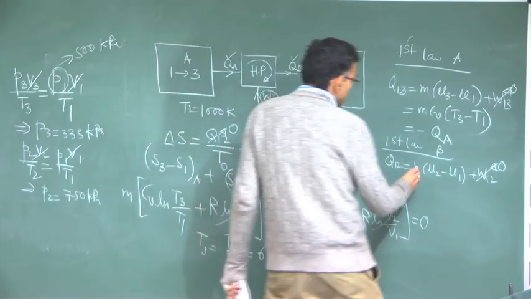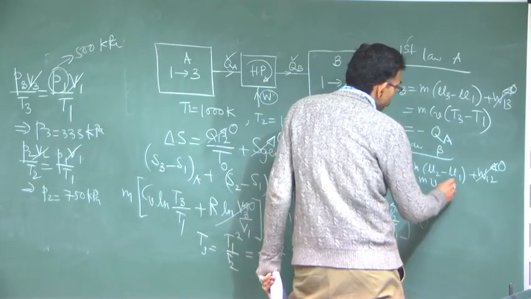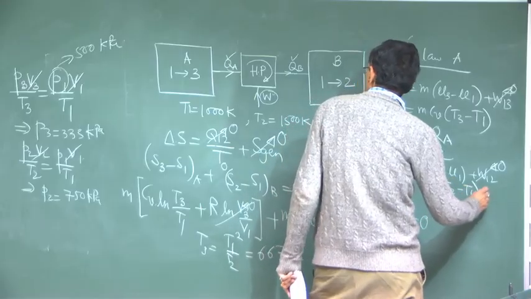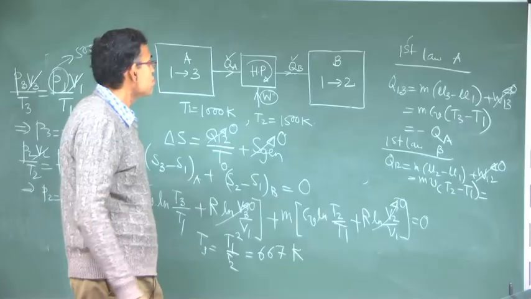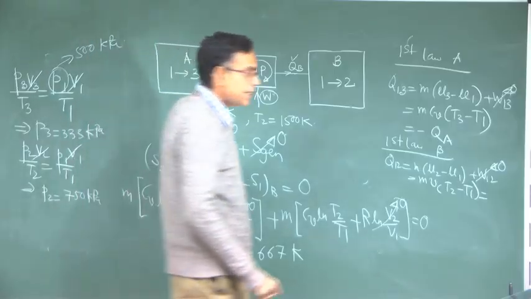So, this is MCV into T2 minus T1. So, this is equal to QB, right.